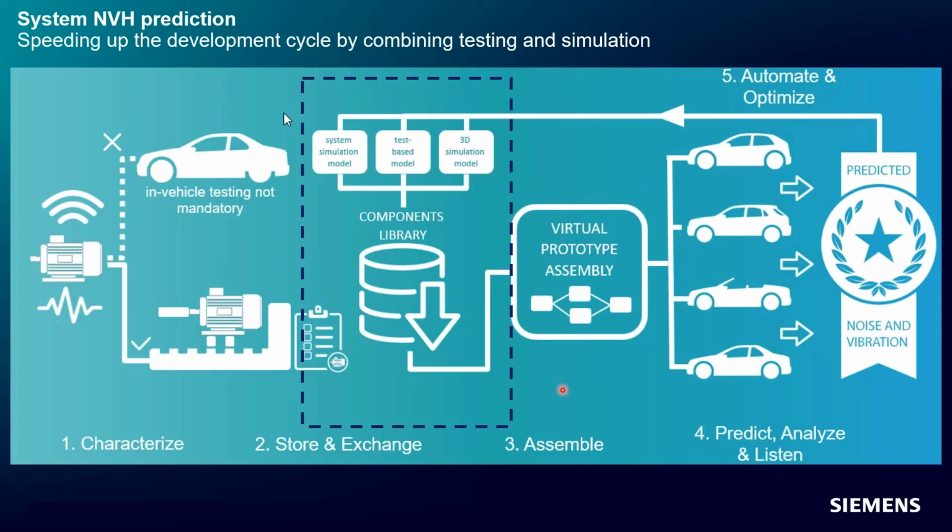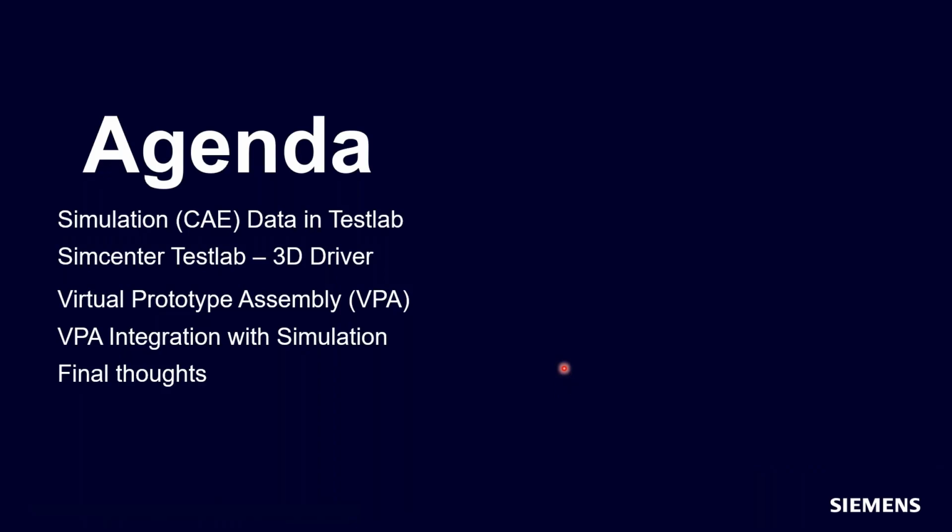So with that, let's look at the agenda. First, we are going to look at simulation data, how simulation data can be brought into Test Lab, and what it means to bring it into Test Lab. Then we are going to talk about the SimCenter Test Lab 3D driver. That is something you can install to get more flexibility in how you handle the CAE or simulation data. Then we will provide an overview of the virtual prototype assembly and how it is integrated with simulation. And finally, I'll wrap up with some final thoughts for this webinar.